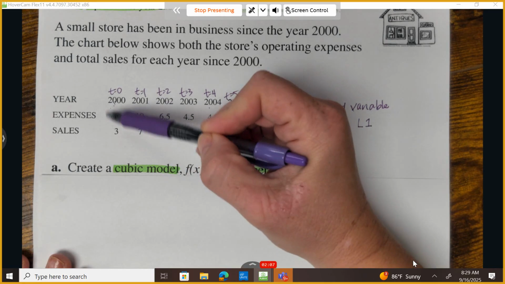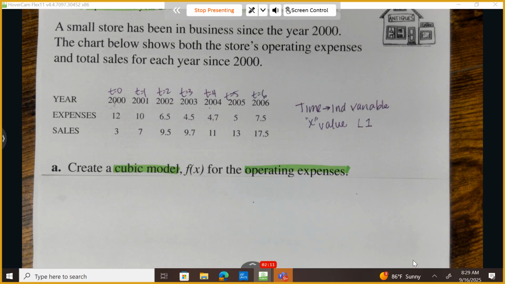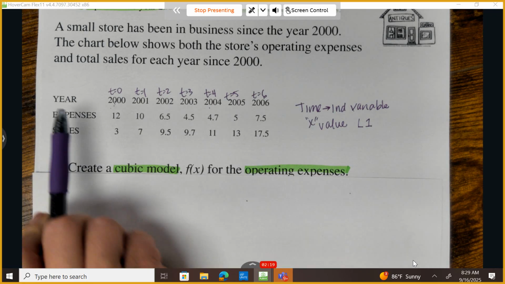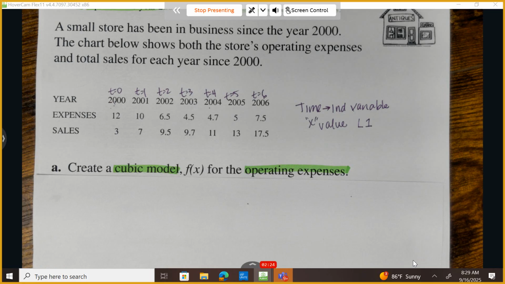So we see 3 different rows. We have 6 columns, but we see 3 different rows. And so we're going to be asked to do 2 things. First, we're going to create a cubic model. We want it to match what we see here. And it's going to be based on operating expenses and years. And then the next will be total sales and years. So let's get started with the very first one.